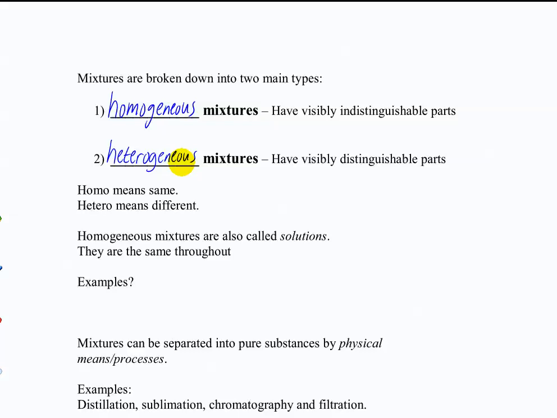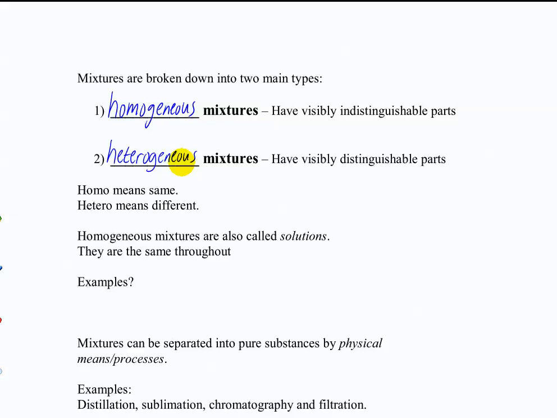So you take some various chemicals, you grind them up really, really small, and it basically looks like some gray stuff. That's a homogeneous mixture. You take some rocks and some sand and you put them in a thing of water, and there's obviously rocks and sand in the water. That's a heterogeneous mixture, obviously different. A special kind of homogeneous mixture is called a solution, and we'll talk about some of those examples.